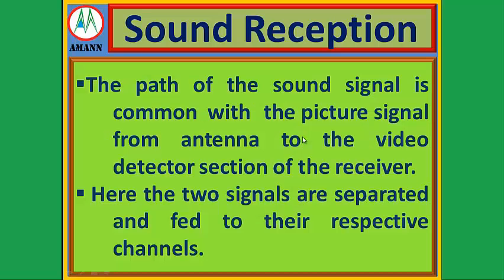Sound reception. The path of the sound signal is common with the picture signal from the antenna to the video detector section of the receiver. The two signals are separated and fed to their respective channels. Talking about the two signals, those are the audio signal and the video signal.